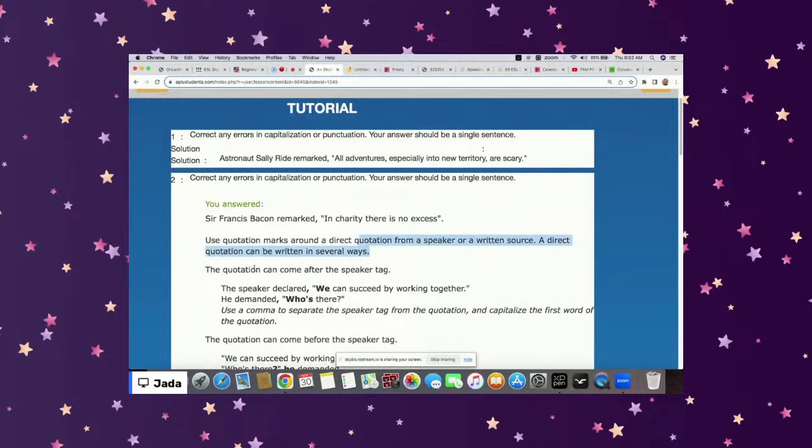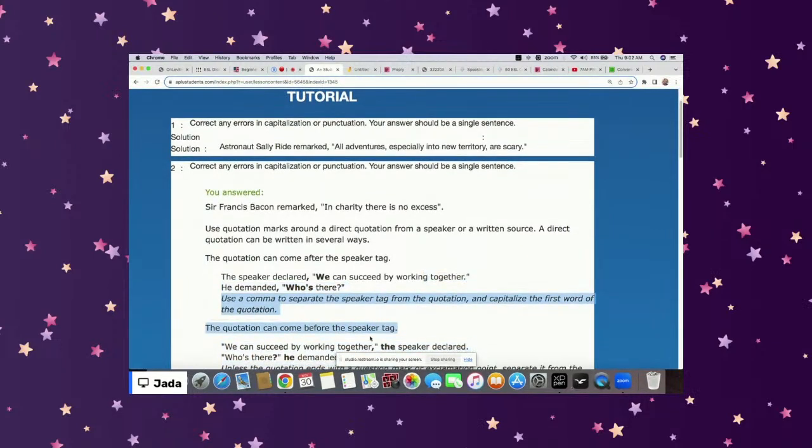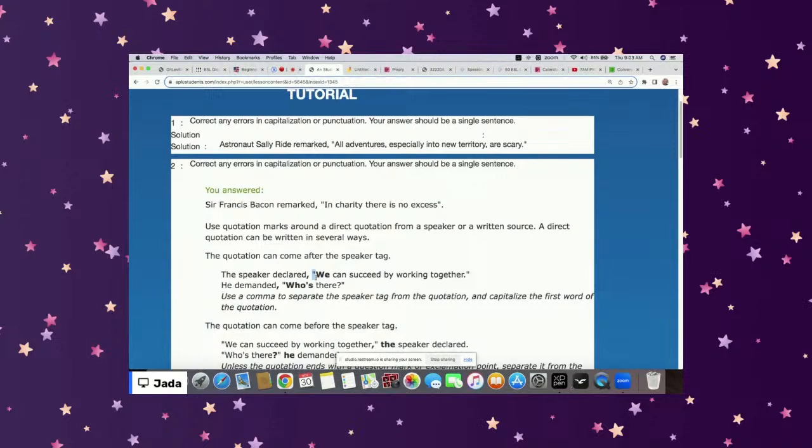Okay, so the quotation can come after the speaker tag. It can come after the speaker tag. The speaker declared. So just like this, this is the speaker tag. The speaker declared, "We can succeed by working together." Okay, so that is the speaker saying something, and you need to start it off with a quotation mark. And then he demanded, "Who is there?" So you put the "Who is there?" also in quotation marks.